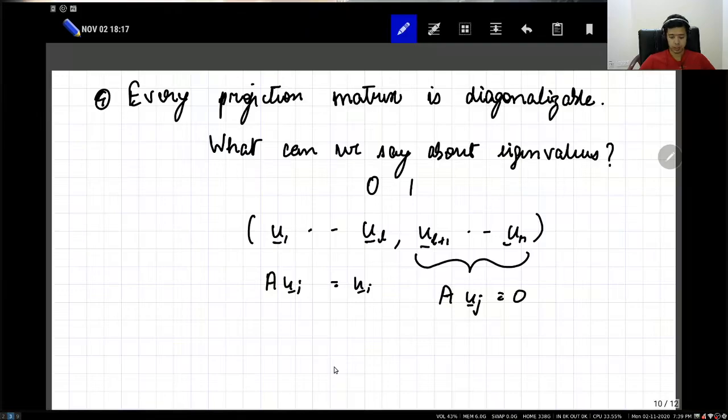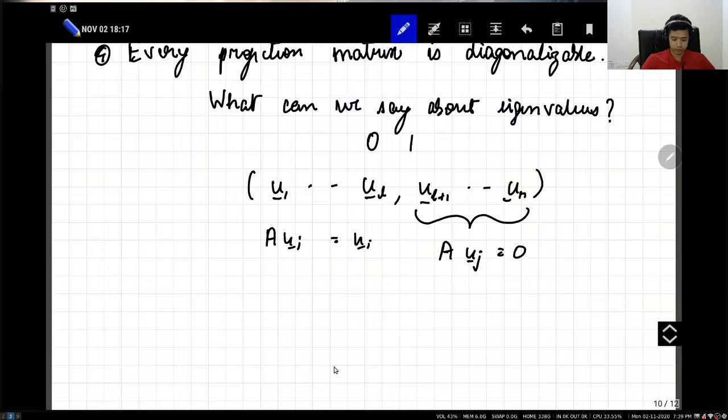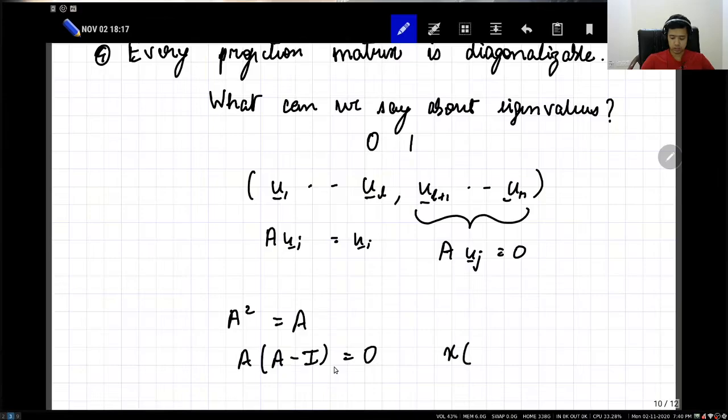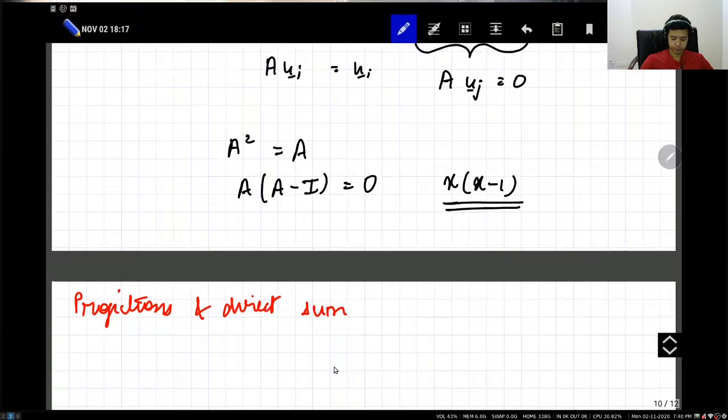And another way to see this is that we know that A squared is equal to A, right? So in other words, A times (A minus I) is equal to the 0 matrix. So x times (x minus 1) is an annihilating polynomial of A, and it turns out that this is also the minimal polynomial of A. And since the minimal polynomial has distinct roots, the matrix must be diagonalizable, right? Okay.